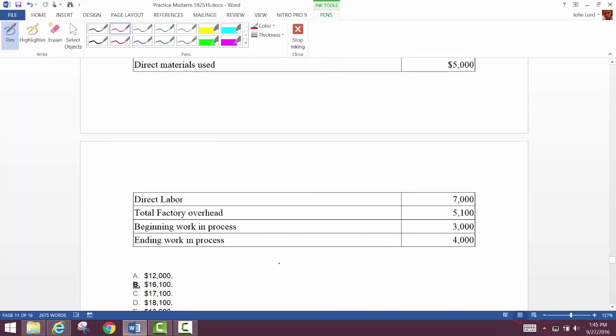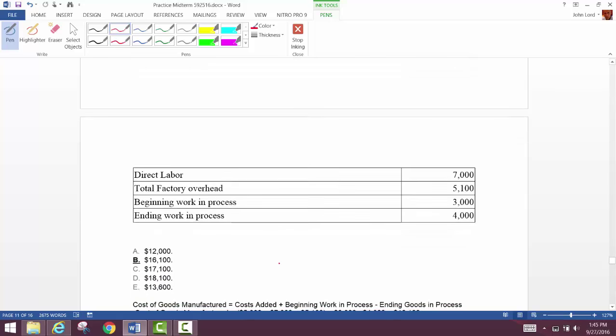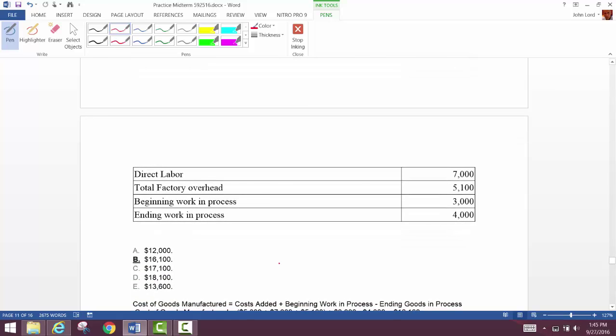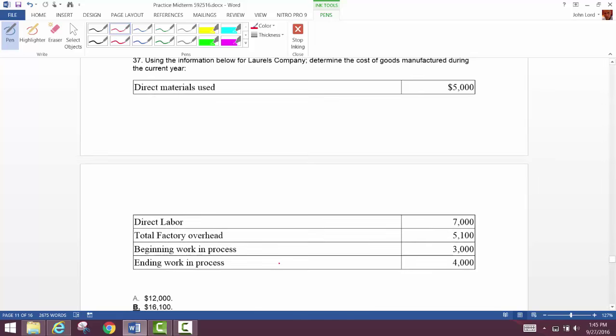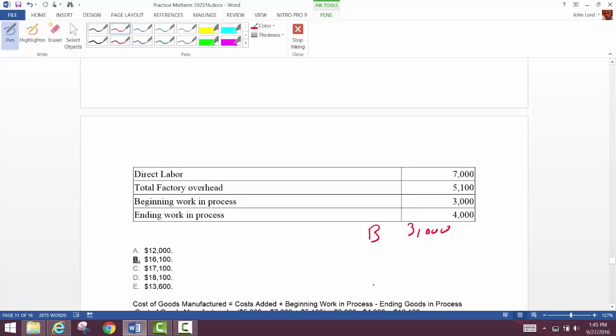Cost of goods manufactured is going to be what? The amounts that get transferred out of work in progress. It's the subtract from work in progress. Now I got to analyze, don't I? So I have what? Beginning work in progress is 3,000. Ending work in progress is 4,000.